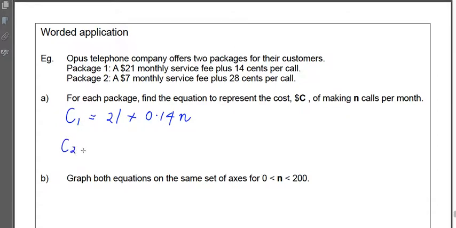For the second package, I'm going to call that C2, it's only a $7 monthly service fee. So only $7 to start off with, plus add on. Notice that everything in my equation is in dollars. I can't write 21 and then use 14 times n because it's not $14, it's 14 cents. So you need to convert, make sure all your units are the same. And there are my 2 equations.